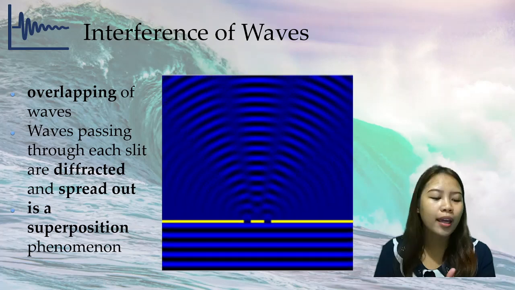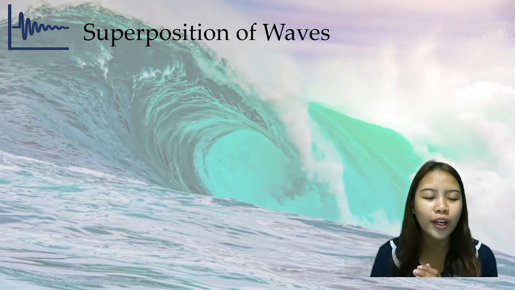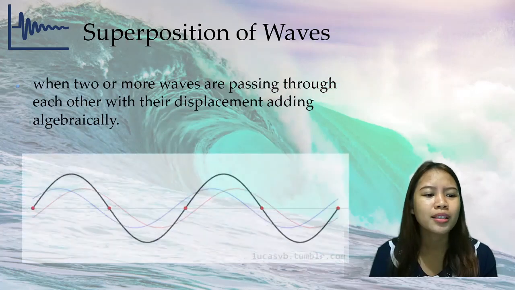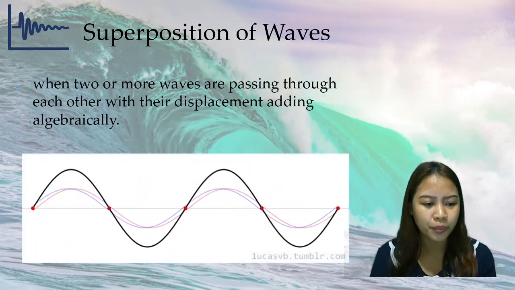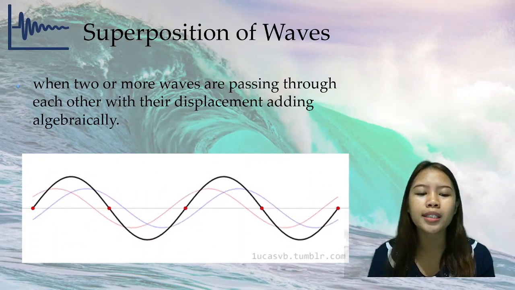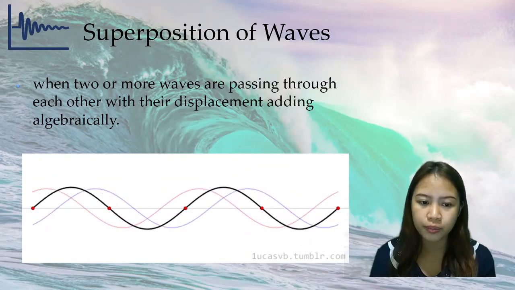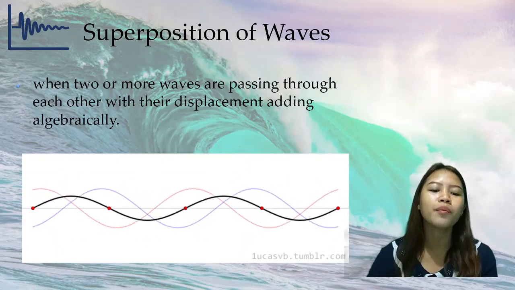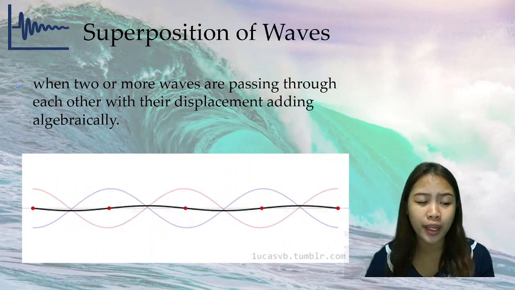Interference of waves is the phenomenon of the superposition of waves. Later on, I'm going to discuss also what superposition is. So now, what is this superposition of waves? Superposition of waves is when two or more waves are passing through each other, and then we add the displacement algebraically.